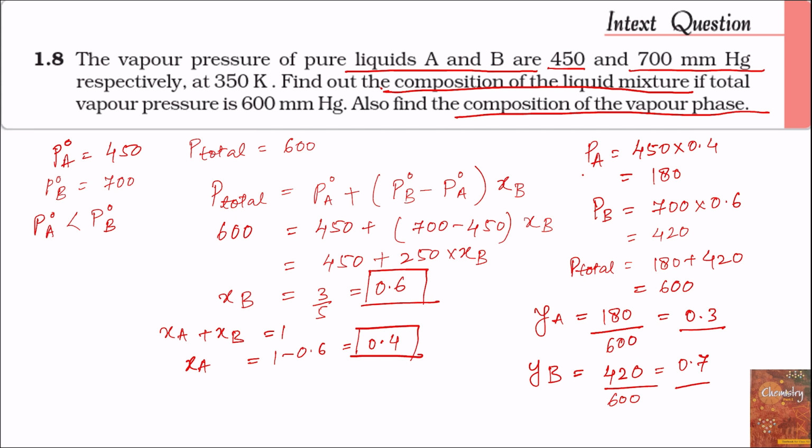Now to find the partial pressure of A, we have multiplied the pressure of pure A with its mole fraction in the mixture, liquid mixture, and to find the partial pressure of B, we have multiplied the pressure of pure B with mole fraction of B in the mixture.